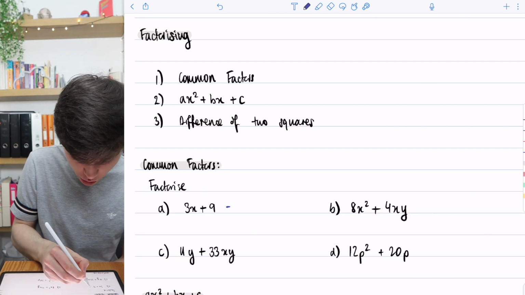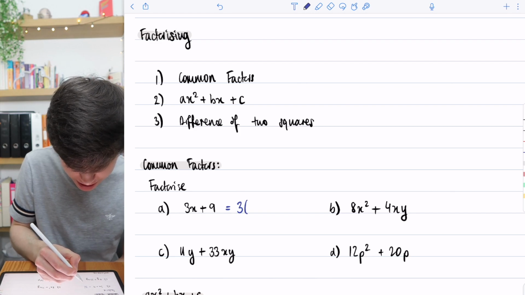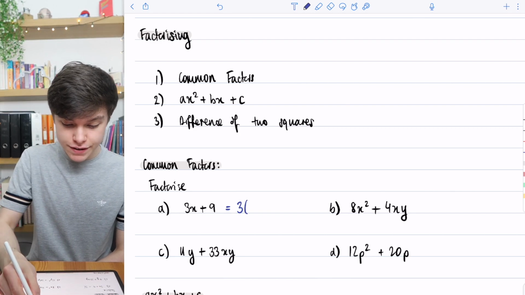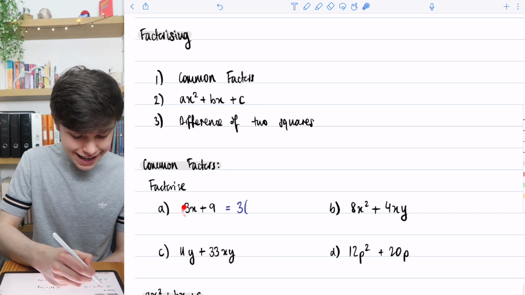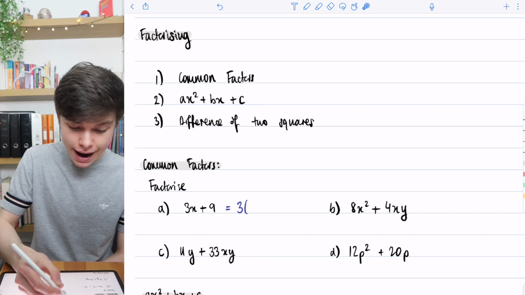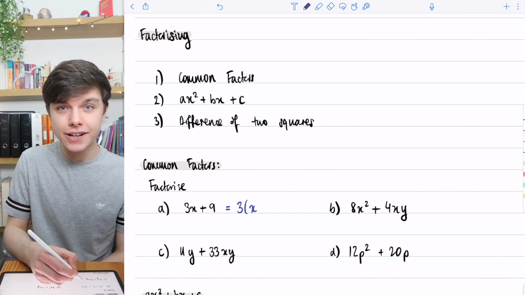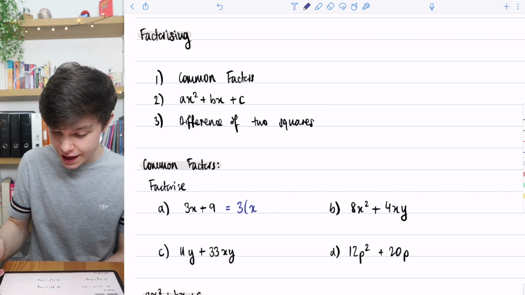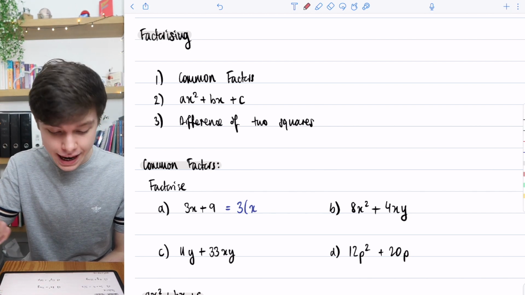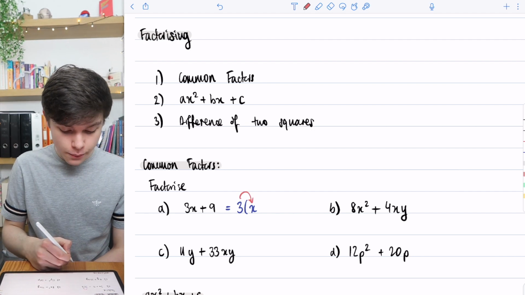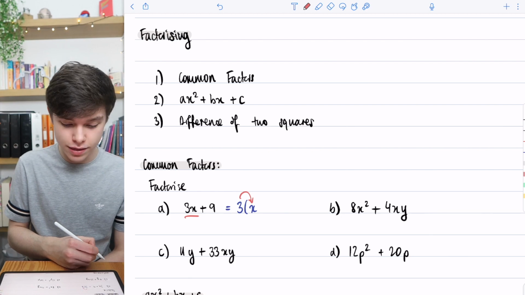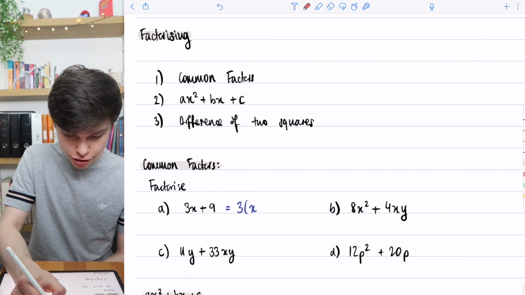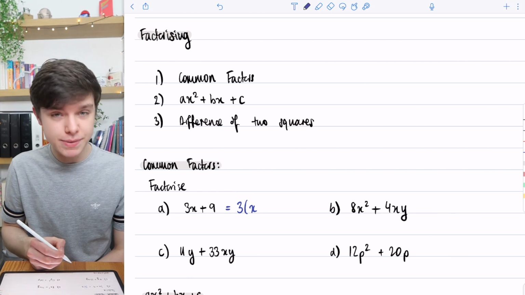So what we can do is factorise out a 3 and then think, right, I've divided this term by 3, so to make it 3x, what I need in the bracket here is an x. So that when I then do the opposite, which is expand, I expand that, we get 3 times the x, which gives me 3x, like we started with. So I'm going to factorise out a 3 to give me 3 times x.